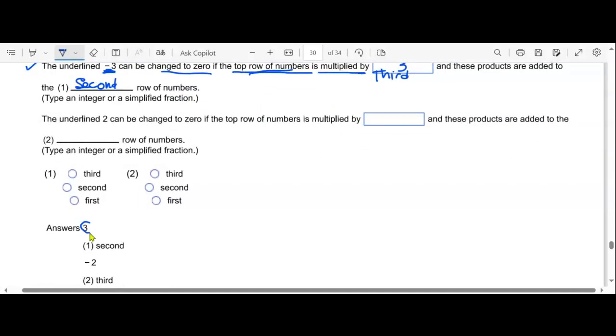Yeah, the answer here is what? 3, and then we said second. Correct. Okay.